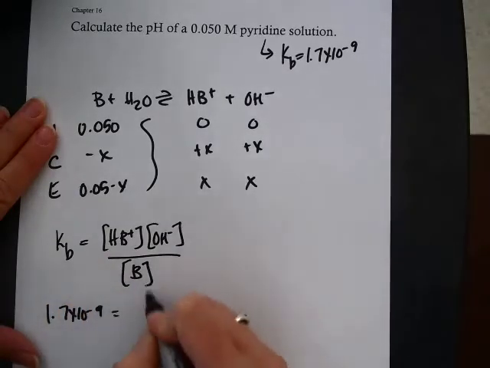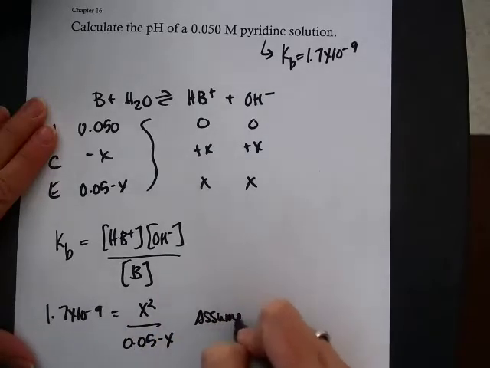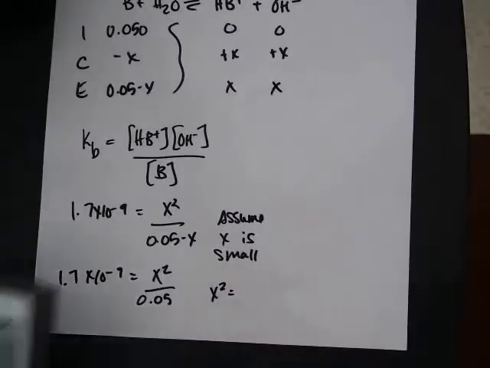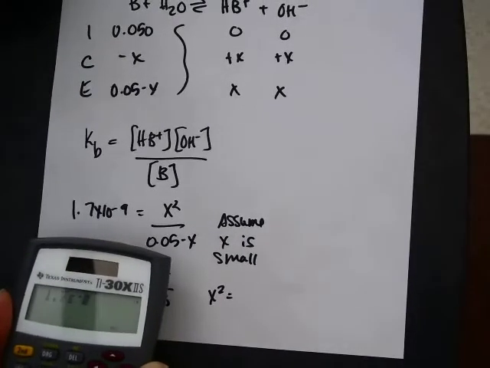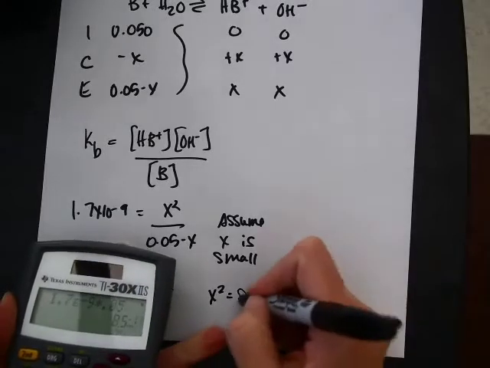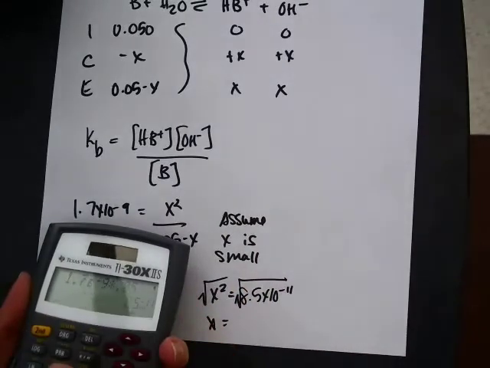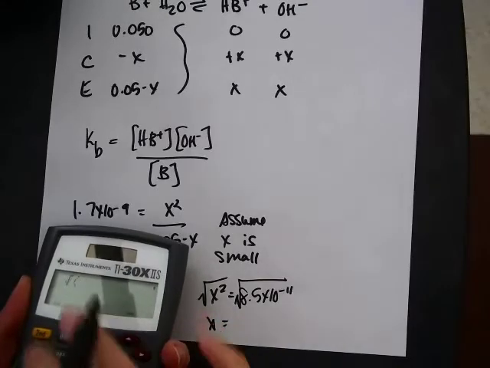All right, my Kb, my X is 0.05 minus X. I'm going to assume X is small, which tells me that 0.05 minus X is about the same as 0.05 by itself. There we go. All right, so now I need to cross multiply to get X squared by itself. And then the square root to get X. There we go.